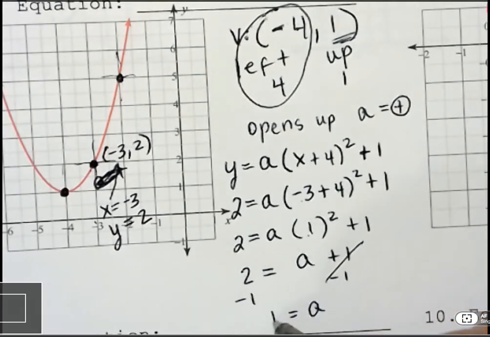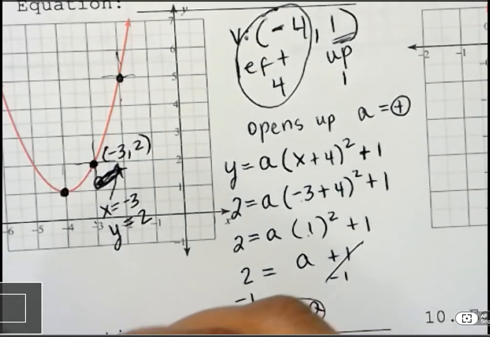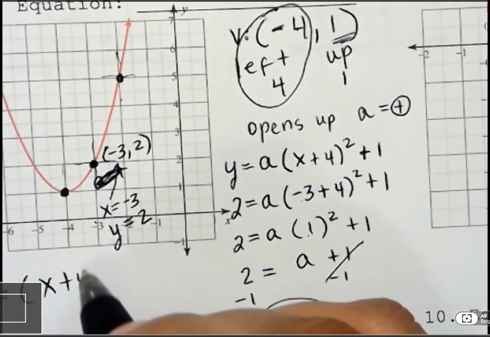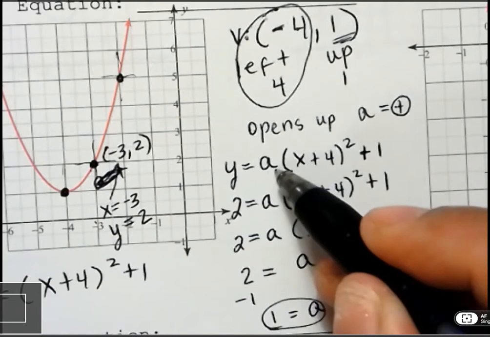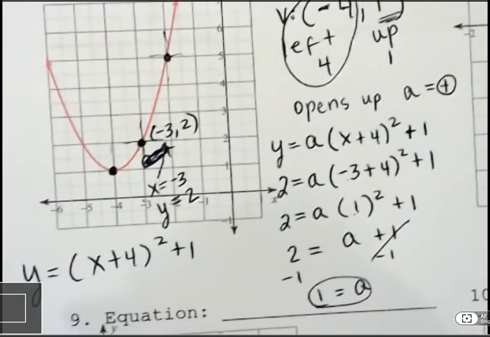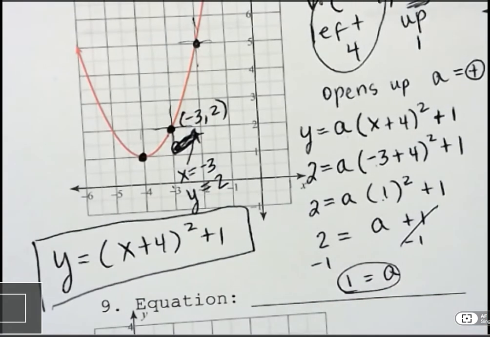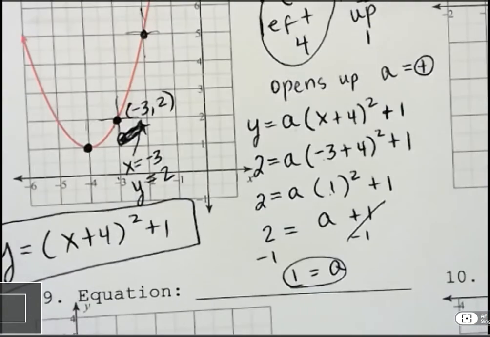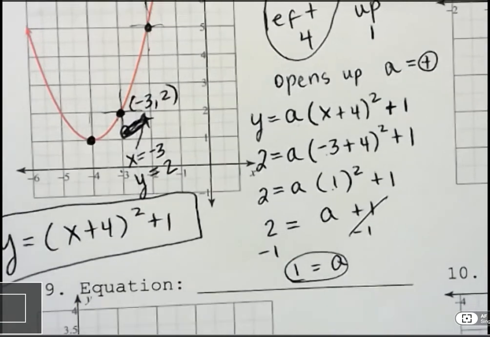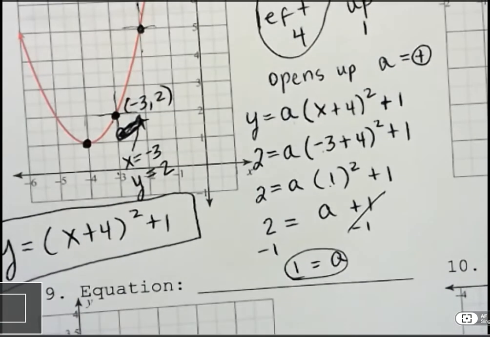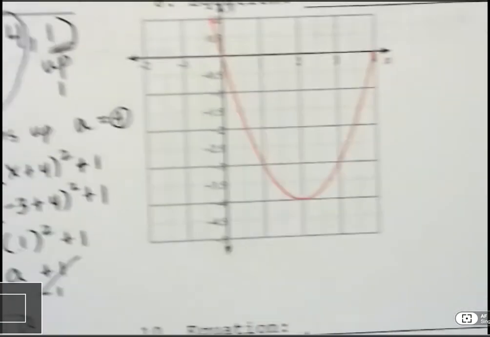2 minus 1 is 1, so A equals 1. So then your final function is just (x + 4) squared + 1, because the A is a 1, so we don't have to write it down. So the technique to finding A is just find a point on the graph, substitute it in, and then you'll know what A is without any fanfare. Okay? We're going to try it again.